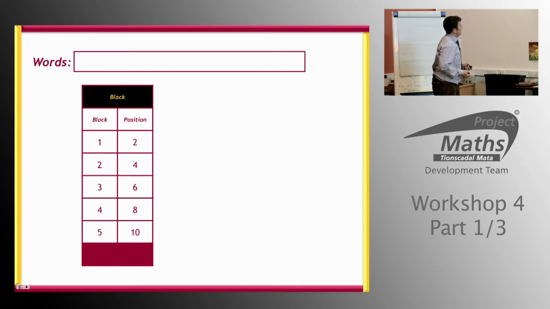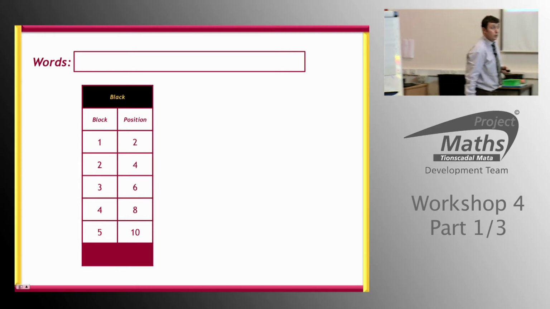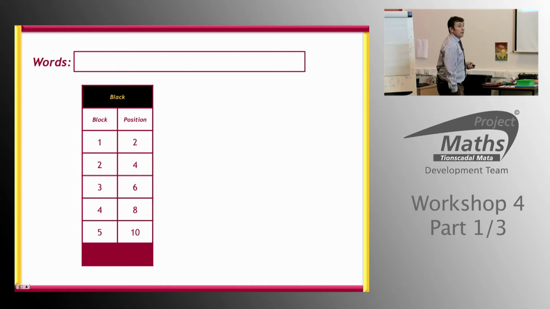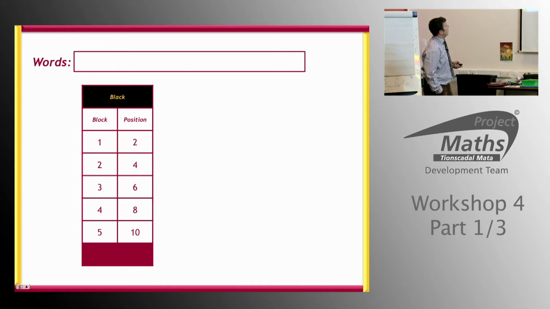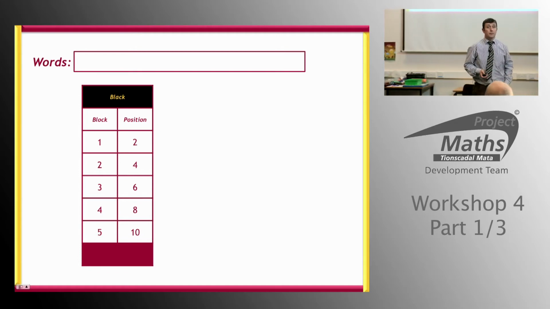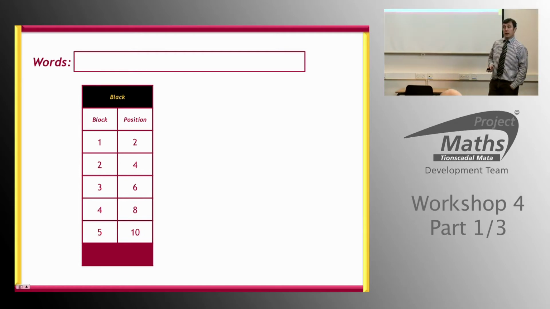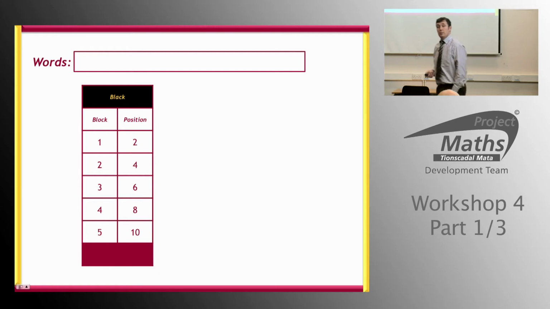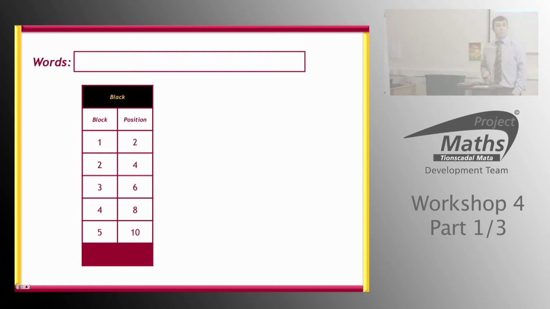Let's have a look. So here's our block and our position, and we're going to try and come up with some formula. If I told you the 10th black block, where would it be, anyone? 20. Why, Stephen? They're all even numbers. All even numbers. Okay, perfect. And Joanna, how did you get up to 20? Well, the fifth one was at the 10.